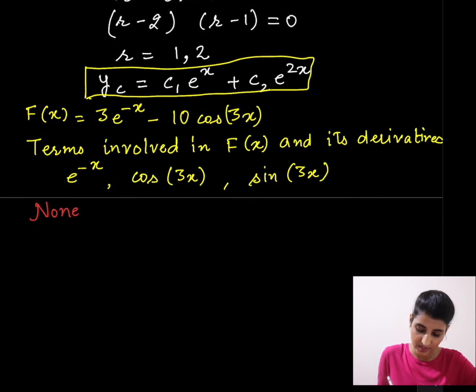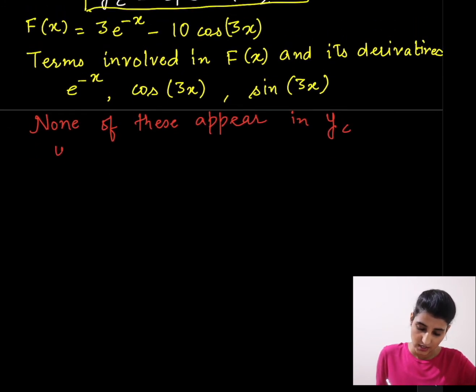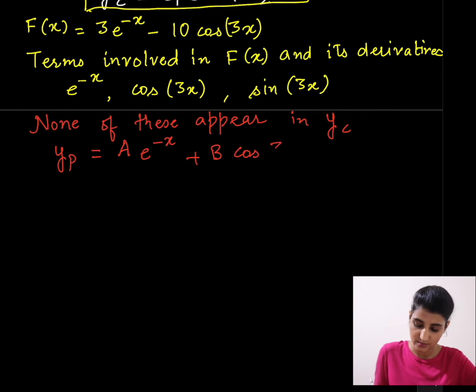and none of them appear in the complementary solution. None of these appear in yc. So our yp, our particular solution, will look like a times e^(-x) plus b times cosine 3x plus c times sine 3x.